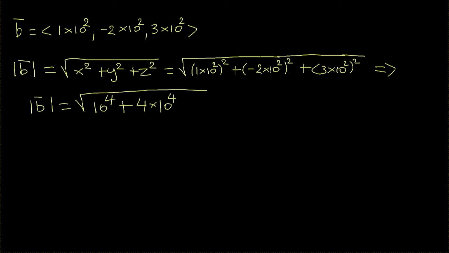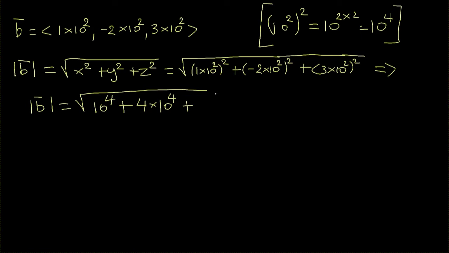And I can show you right here perhaps the way that I do these calculations. If you have 10 to the power of 2, and this number is to the power of 2 again, this is equal to 10 to the 2 times 2, which is 10 to the fourth. That's how I get this 10 to the fourth power. And then the last one is 3 to the power of 2, which gives me 9, times 10 to the power of 2 to the power of 2, which gives me 10 to the fourth.